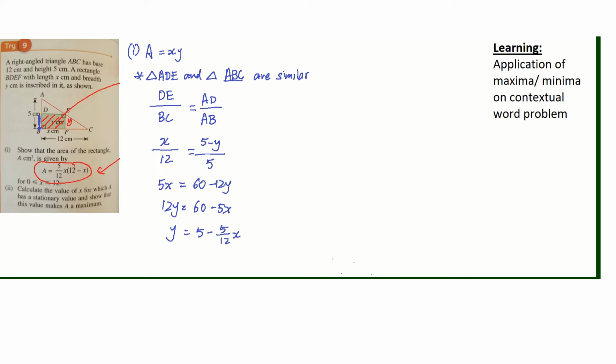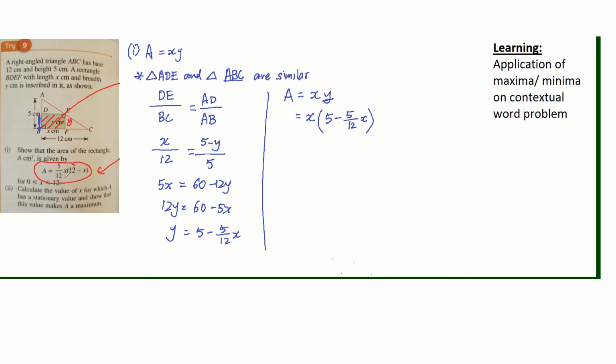Of course, we are only halfway done because please take note, our area is xy, and now that I have y in terms of x, I will replace y by my x terms, which is 5 minus 5 over 12 x. This may look pretty straightforward, but if you look carefully, there is a certain form that the question wants us to show.